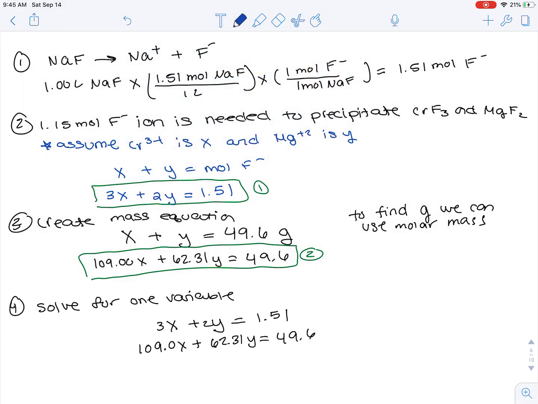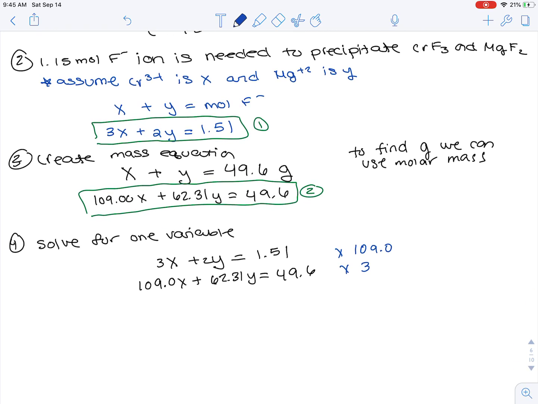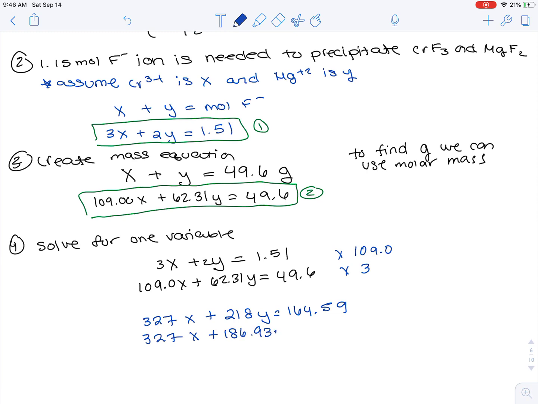So I took this, multiplied the top by 109.0, and multiplied the bottom by 3, which then gives me 327x plus 218y is equal to 1.51 times 109, which is 164.59, and then the bottom was 327x plus 186.93y, which equals 148.8. And then you isolate for y, which cancels the x out, and you're left with 31.07y is equal to 164.59 minus 148.8, which is 15.79.